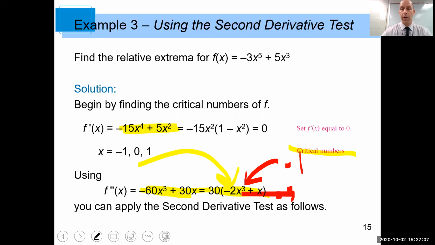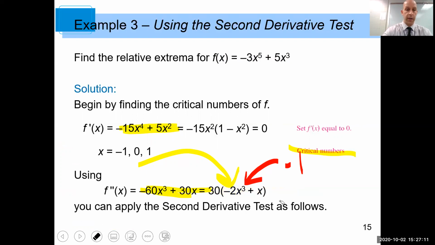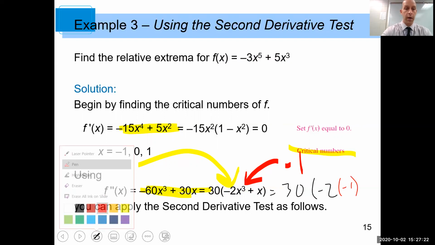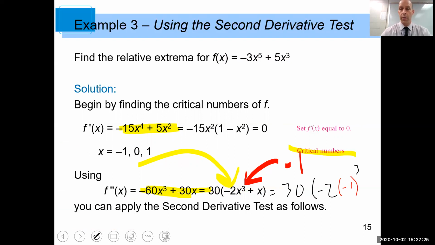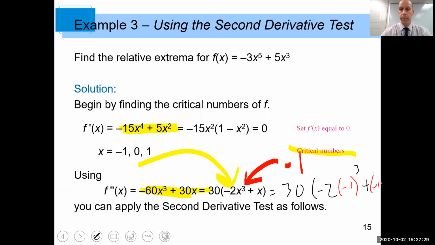So if we plug negative 1 into this, we will get 30. Oops. Sorry, that's going to be a hot mess. Fix that. Let's go back to ink. So we're going to get 30 times negative 2, and then let's change that to red, times negative 1 raised to the third plus, and then another negative 1. So what's that going to give us? Well, that's going to be 30 times negative 1 to the third is negative 1, so this is going to be positive 2, then minus 1.